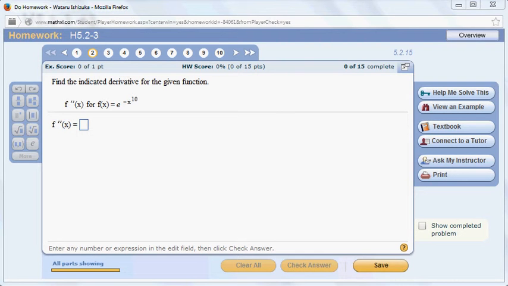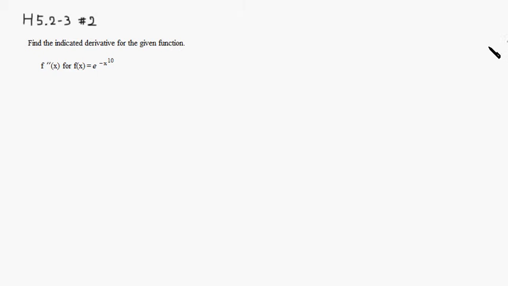Okay, let's look at the homework 5.2, 5.3, problem number 2. So we want to take the second derivative of this given function here. Alright, so let's do that. First we have to find the first derivative.